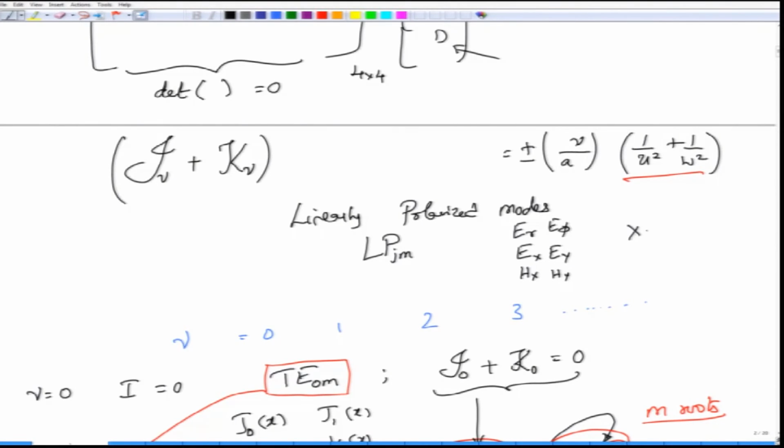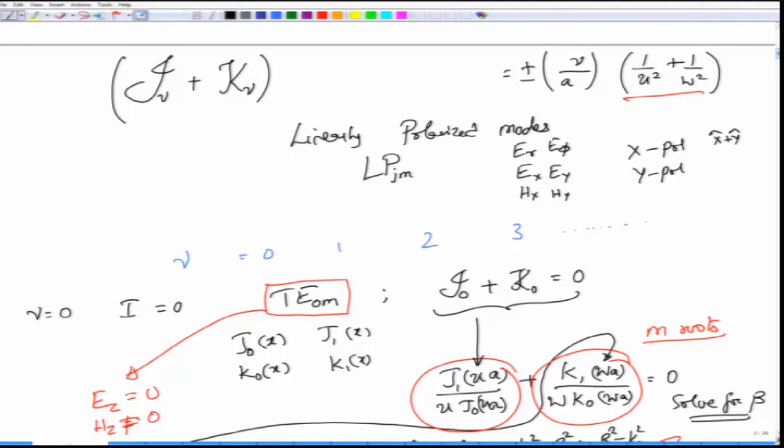Now, you can talk about an x polarized mode, a y polarized mode, or in general an x plus y polarized mode, that is, an x hat plus y hat polarized mode. This is what is called a linearly polarized mode, as opposed to E r and E phi, which would have turned around the electric fields. You just get a linearly polarized mode only under the approximation of the weakly guided condition. The refractive index difference must be very small.